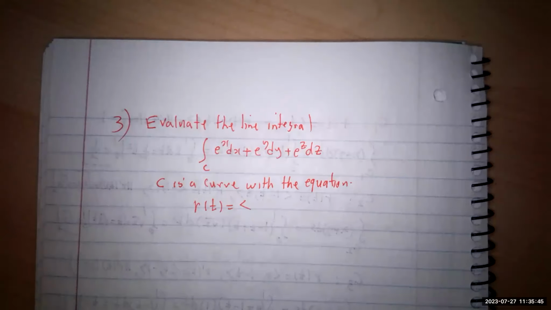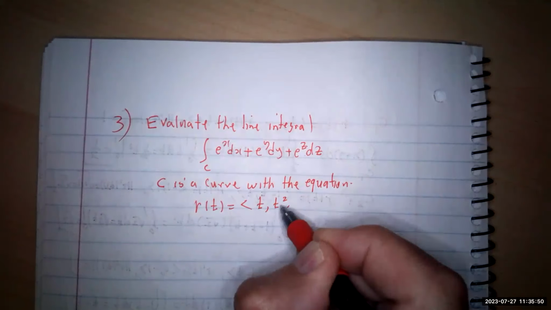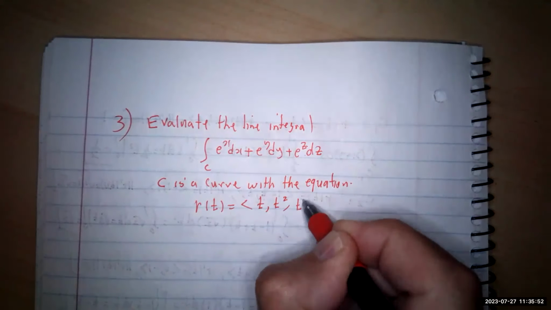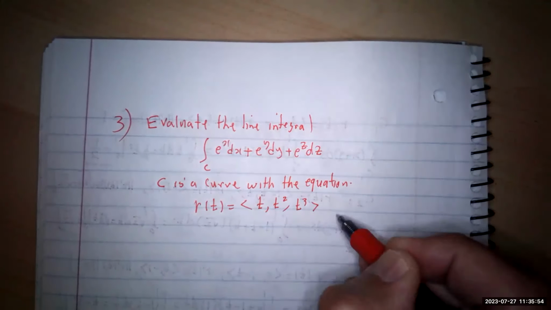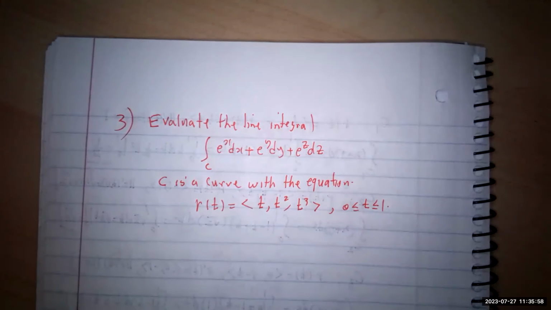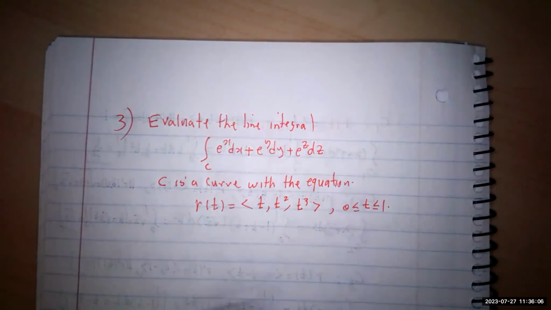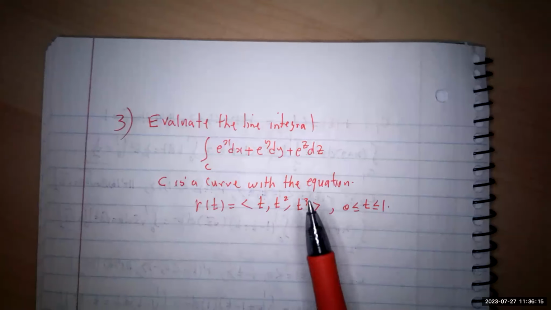Okay, and the equation is t, t squared, t cubed, when t is between 0 and 1. This is a straightforward problem. It's just a direct substitution because it's in differential form. So you have to change this onto the x, y, z. So your x is t, your y is t squared, and your z is t cubed, and directly substitute.